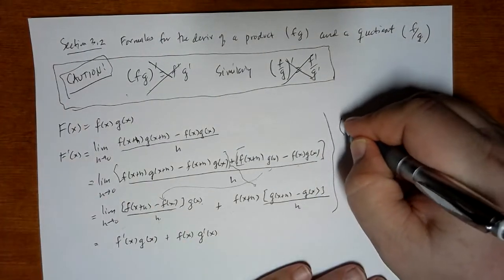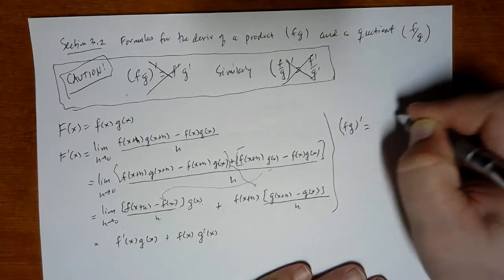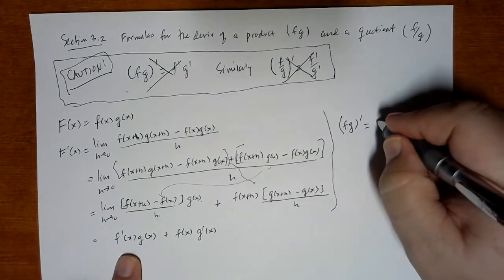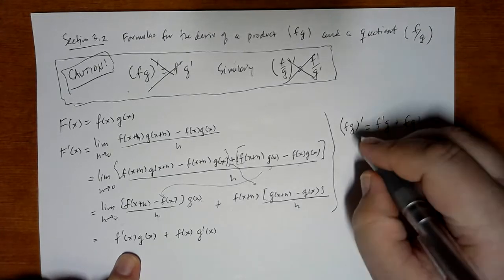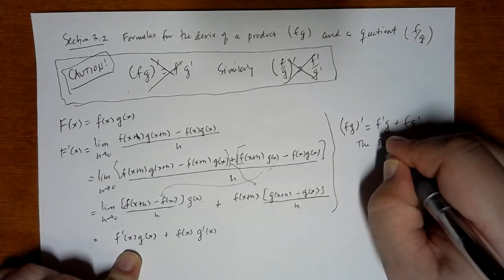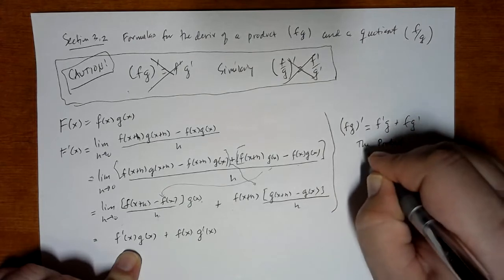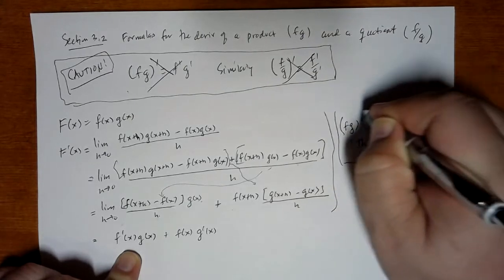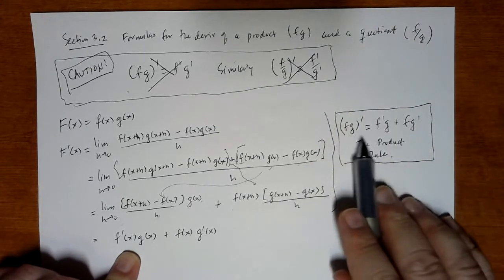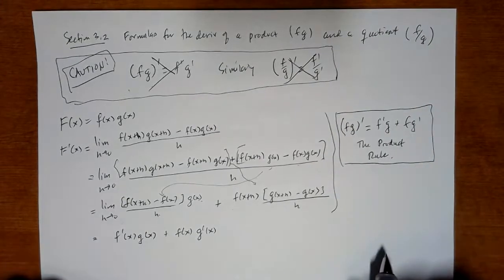The derivative of a product is f prime g plus f g prime, and this is called the product rule. The product rule. So this is kind of an abbreviation, right? I've left off my x's. Okay.